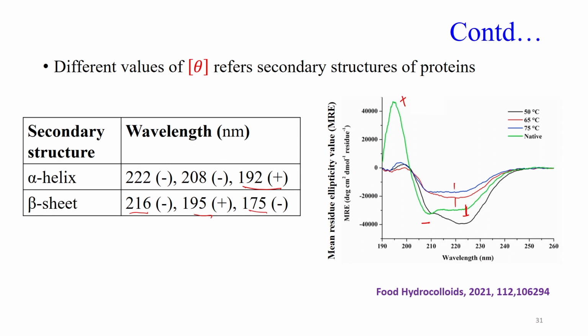So, here the advantage of circular dichroism is we can directly analyze using the aqueous solution of the protein, we need not replace H2O with D2O. So, thank you, here I conclude.